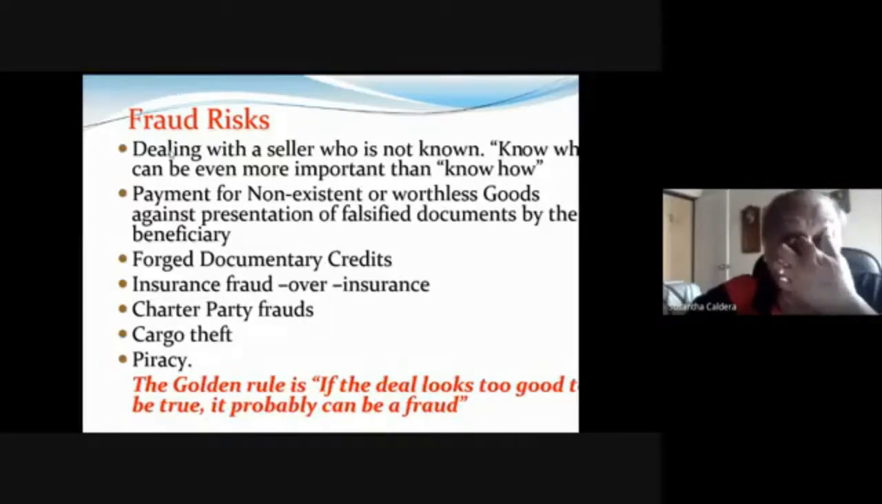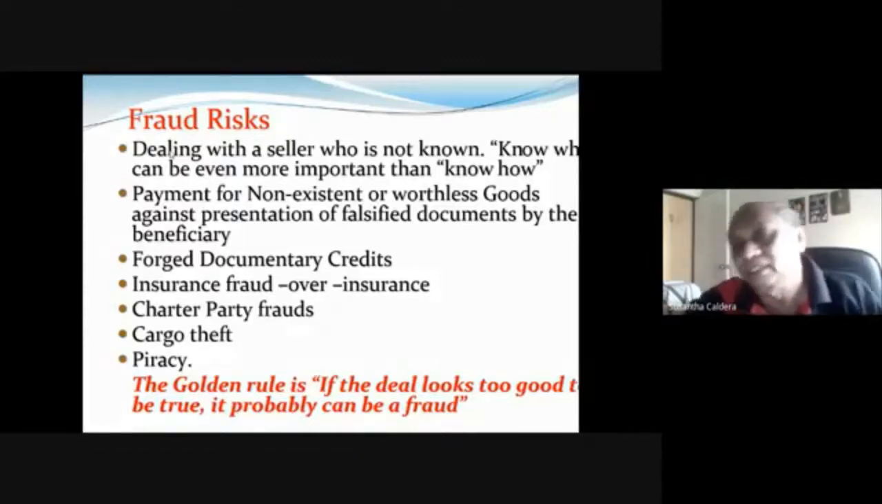Then Article 14(a), we say we are only dealing with documents. But document fraud now, fraudulent documents now.